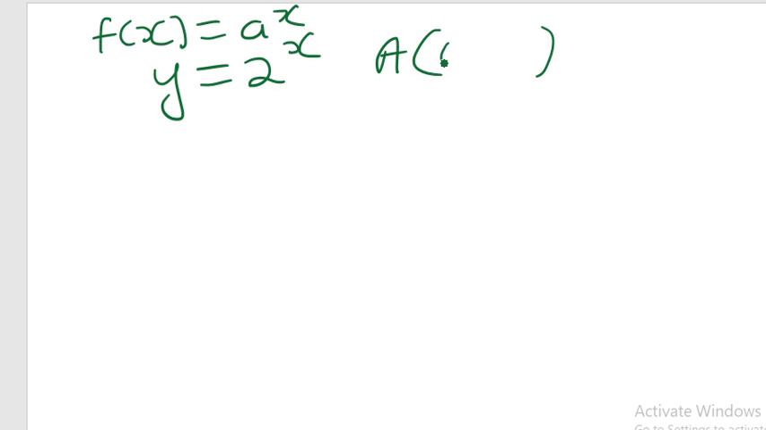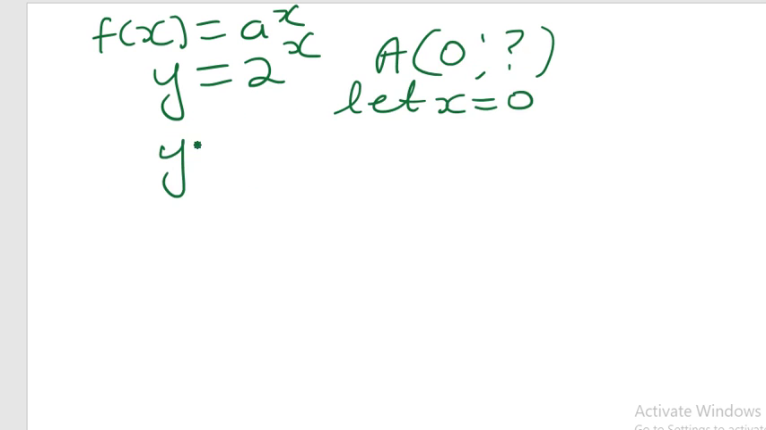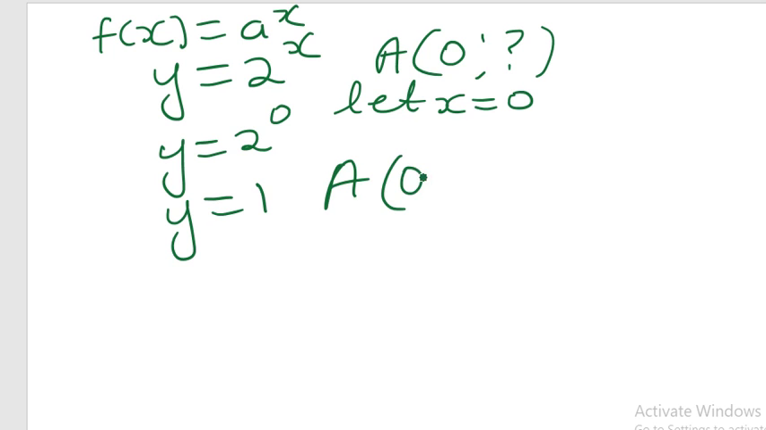Which means x is 0. The value of y is the one that we're looking for. We know that x is equal to 0, or you can just say let x equal 0 to find the y-intercept. So y is equal to 2 to the power of 0, and then y is equal to 1. Now point A is given by 0, 1. All right, we are done answering that question. Let's move on to the next one.